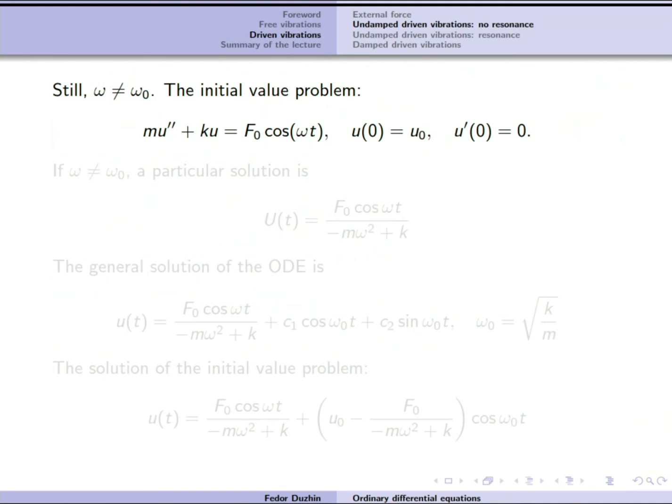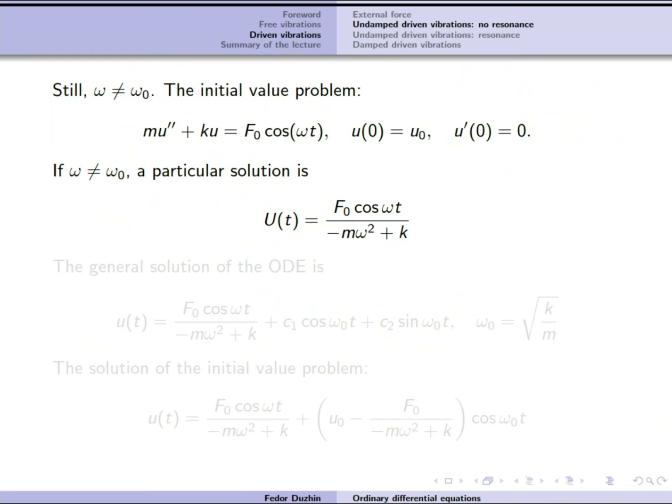However, if you just look at it, you can figure out that you can try to find a particular solution in the form of some number times cosine of omega t, and it is going to work. You just need to find the right number, by trial and error. It happens that a particular solution is given by this formula.